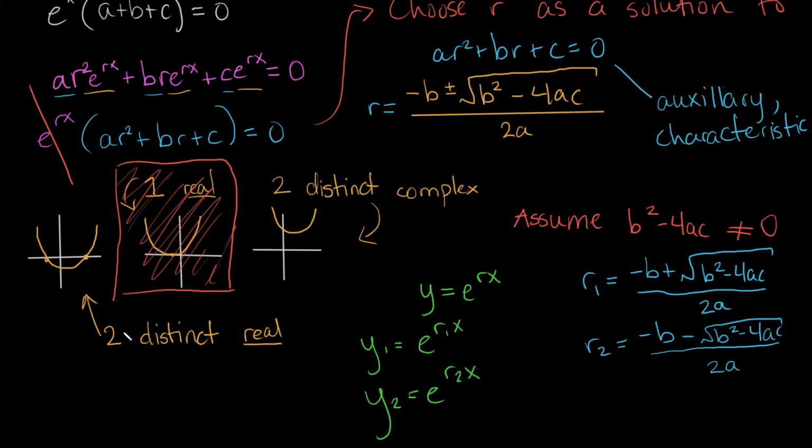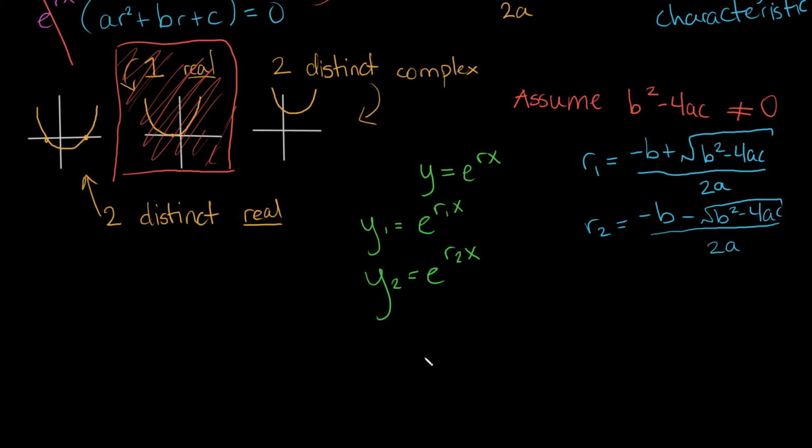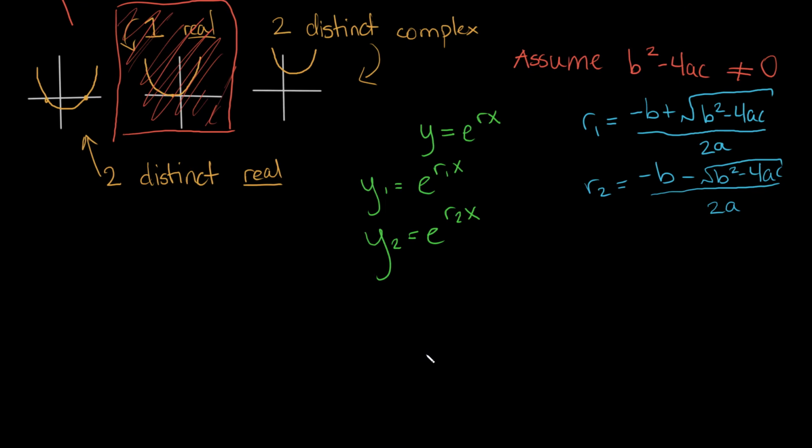And this is when we have two distinct roots. And of the three cases for quadratics, we remember we either have two distinct real roots, one real root, or two distinct complex roots. Okay, now that we have these two solutions, let's think back and see if we can find a way to find the general solution.